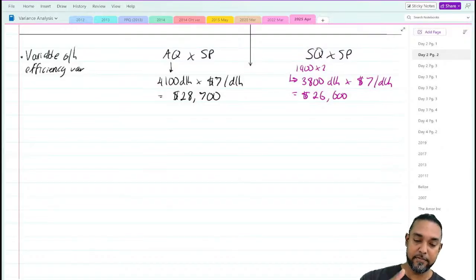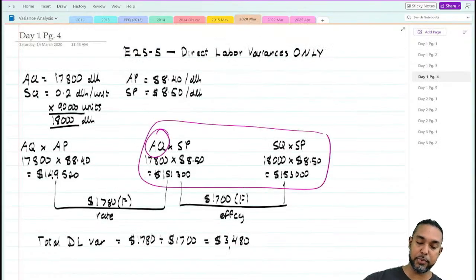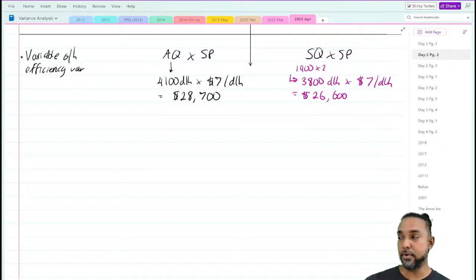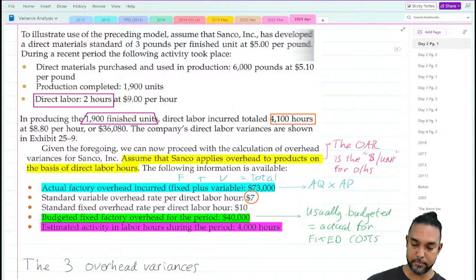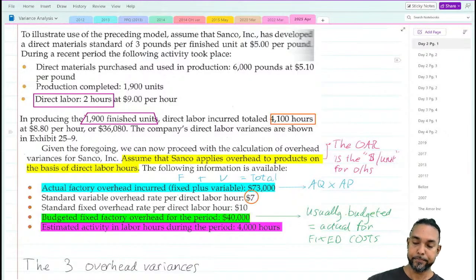So once again, the variable overhead efficiency variance is the efficiency variance for the overheads, specifically variable, right? With the previous stuff we did on Saturday, we were comparing actual quantity and standard quantity, because the efficiency variance is with quantities used. Now, when we're talking about overheads, remember, they were telling us that Sanko applies overheads on the basis of direct labor hours. Okay, cool. So they actually use 4,100 labor hours.